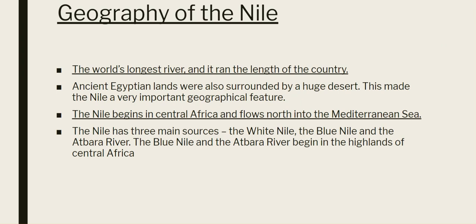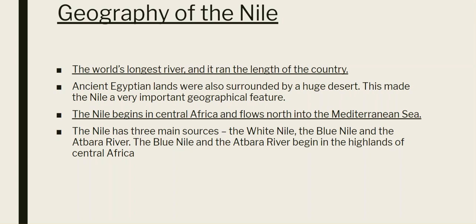So, geography of the Nile. The Nile River is the world's longest river, and it runs the entire length of the country. Ancient Egyptian lands were also surrounded by a huge desert, so this made the Nile really, really important to them.